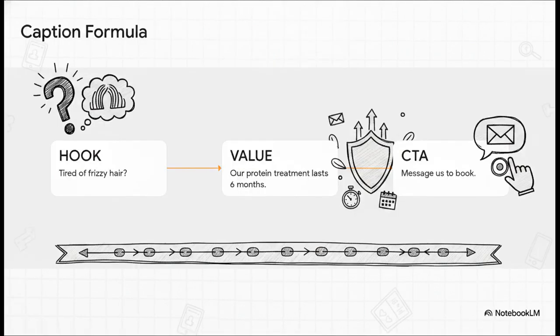The workshop actually breaks down the anatomy of a successful competitor ad caption into this brilliant three-part formula. Check this out. Step 1, the hook. Tired of frizzy hair? Bam, relatable problem. Step 2, the value. Our protein treatment lasts 6 months. That's the solution. And step 3, the call to action. Message us to book. When you are out there analyzing their ads, you need to see if they are using this exact proven hook, value, and CTA structure.